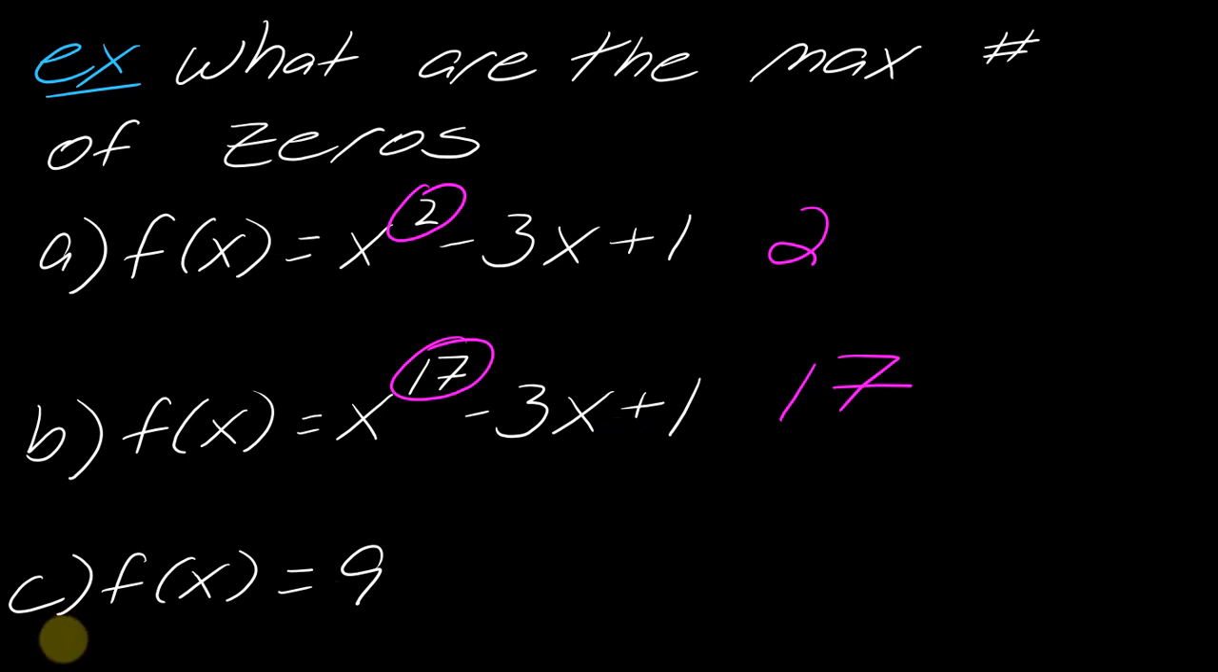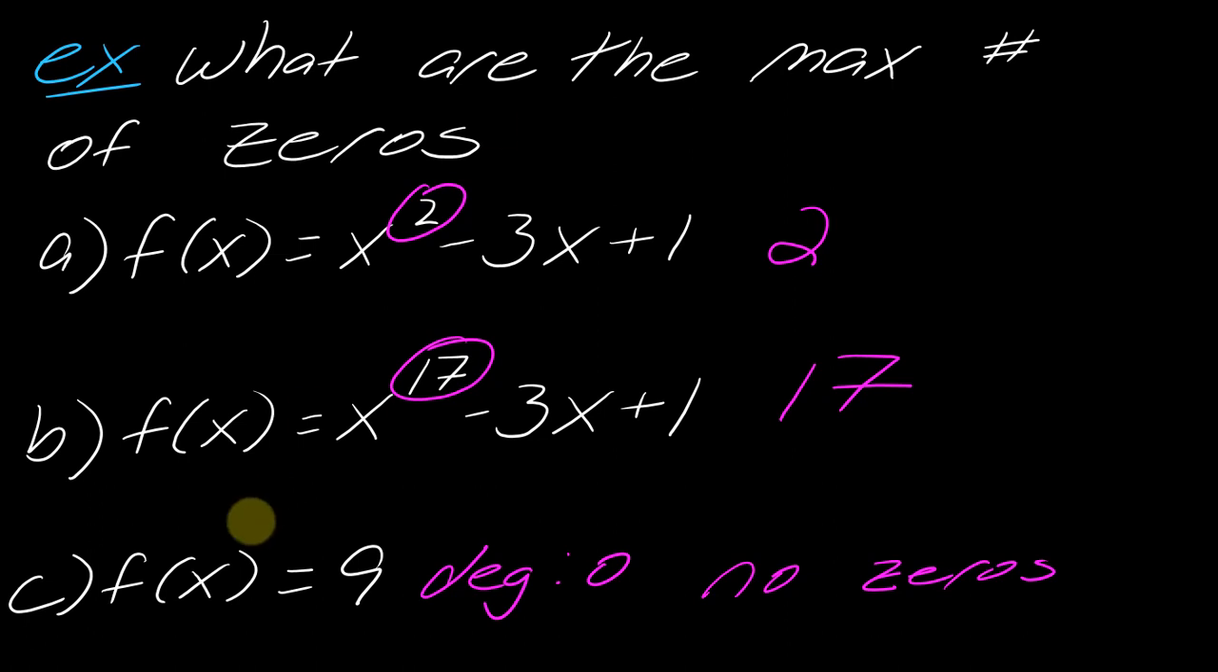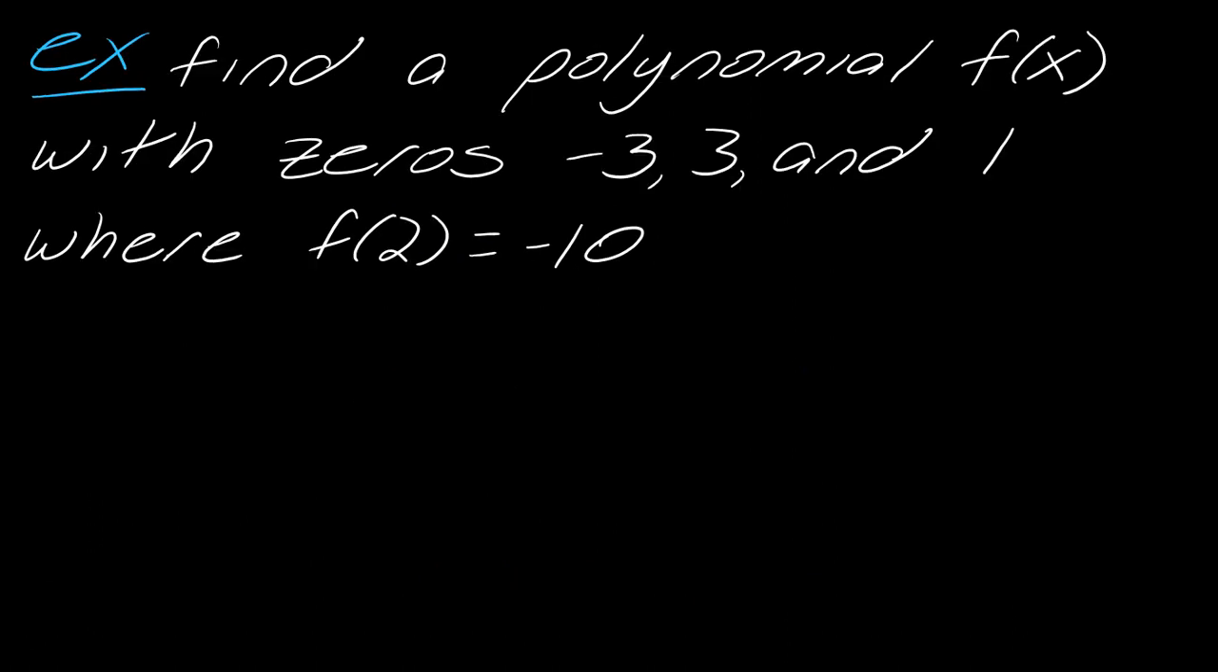Now, finally, what about the function f of x equals 9? Well, in this case, this has no zeros. This is a degree 0 polynomial, so this one has no zeros. The fundamental theorem of algebra says you have to have at least degree 1. This is degree 0, so no zeros in this case. And that's kind of what these theorems are getting at.